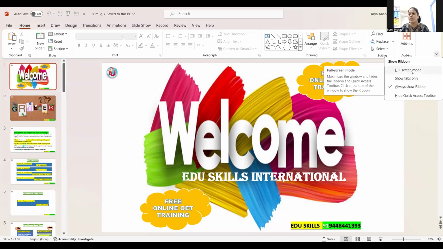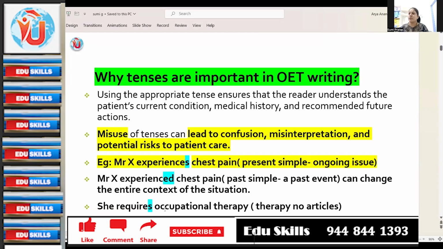Tense, why is it important? Why are tenses important in OET writing? We have four modules. It's very important, tenses. Okay, we cannot say it in the present tense, we cannot say it in the past tense. So it's very important for all modules. When it comes to the OET writing, it's using the appropriate tense. Ensure that the reader understands the patient's current condition, medical history, and the recommended future actions.